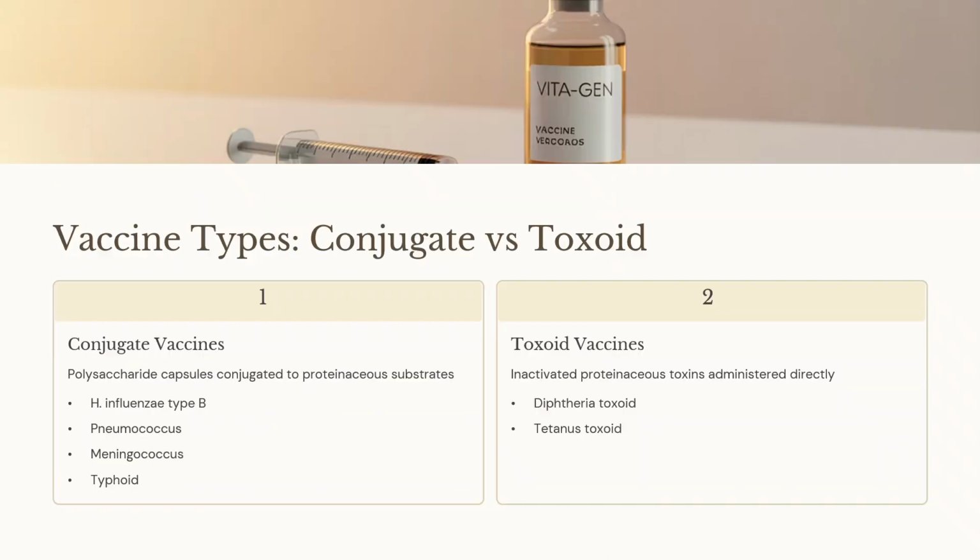At this juncture, I want to tell you about conjugate versus toxoid vaccines. Conjugate is the one where the polysaccharide capsule is conjugated to a proteinaceous substrate, whereas toxoid is where the proteins produced by diphtheria and tetanus are administered directly, producing the response. When the toxin, which is in protein form, is administered, that is known as a toxoid vaccine.